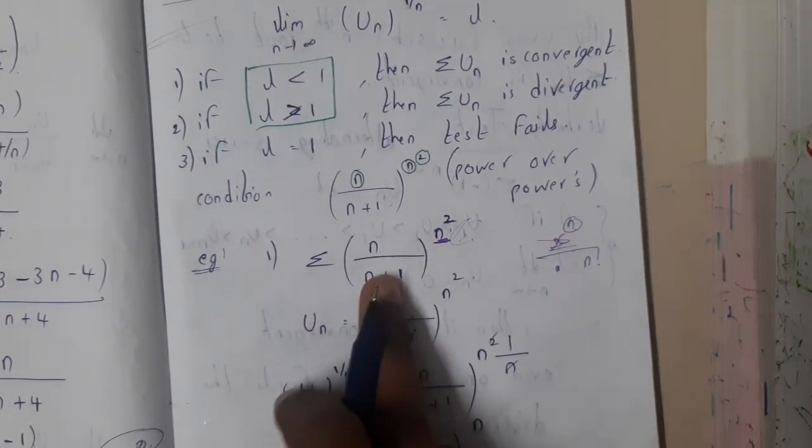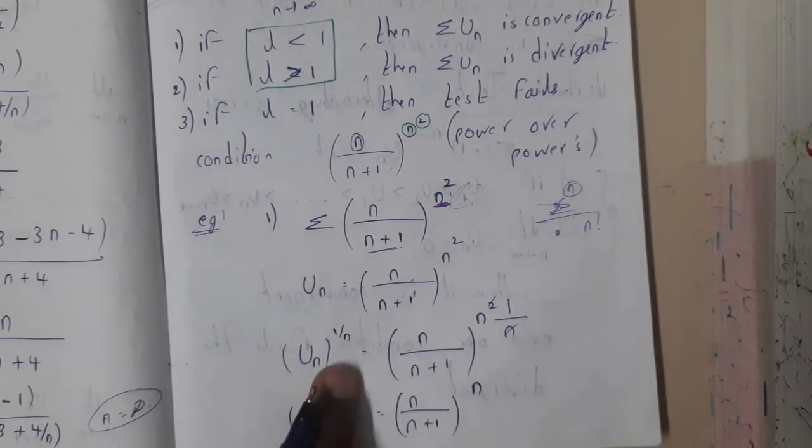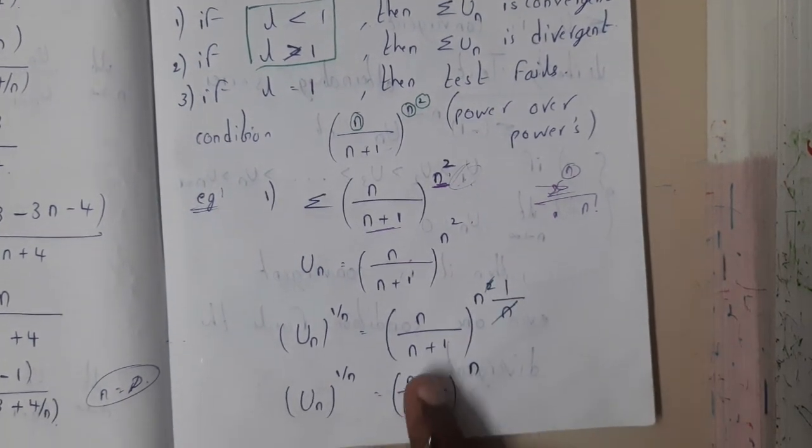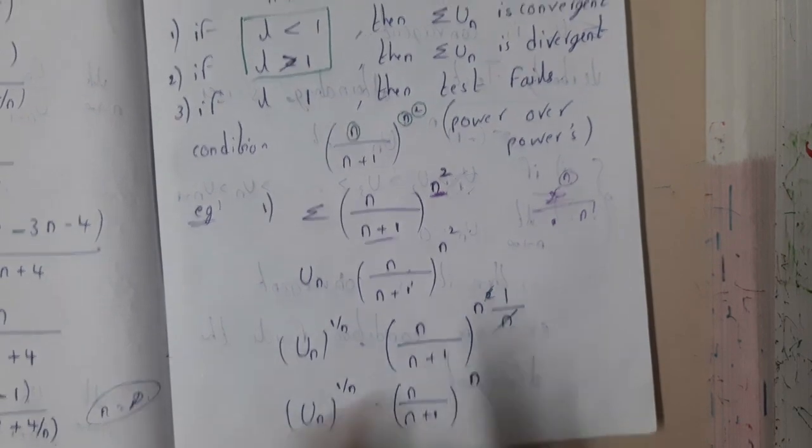So basically our given equation is nothing but u_n. So u_n whole power 1 by n you will be writing in terms of 1 by n. So this one and this will be cancelling. So n by n plus 1 whole power n we got as the answer.